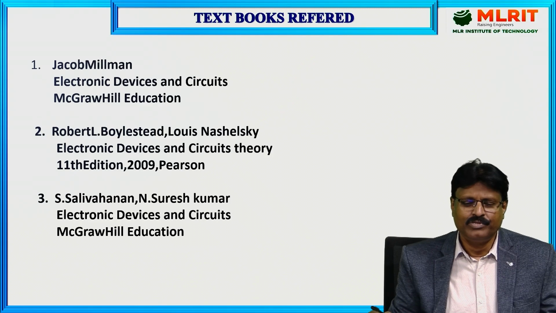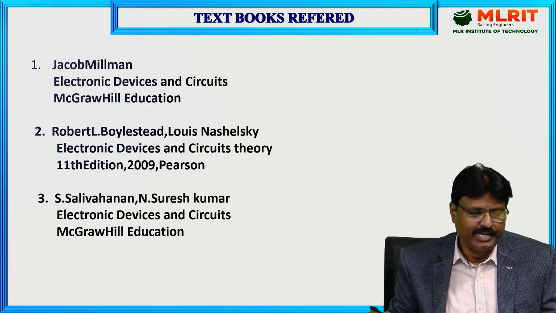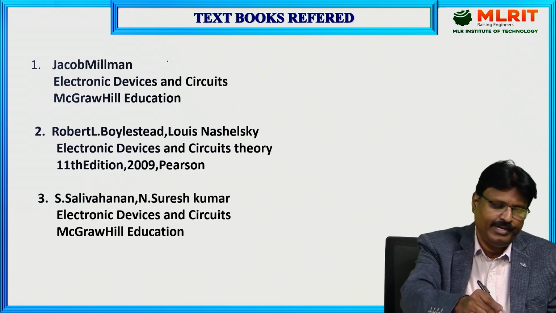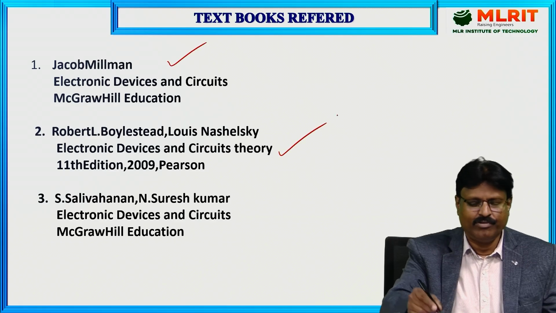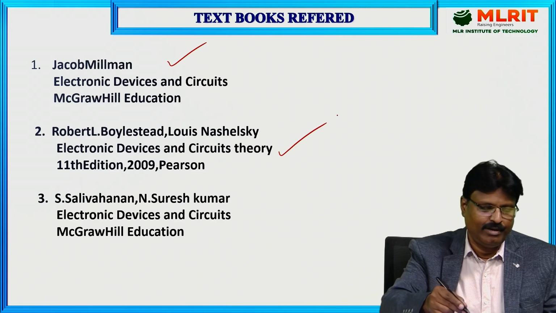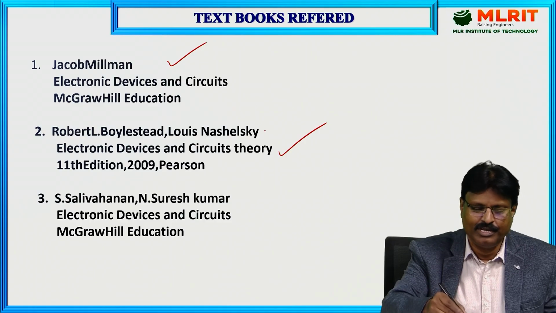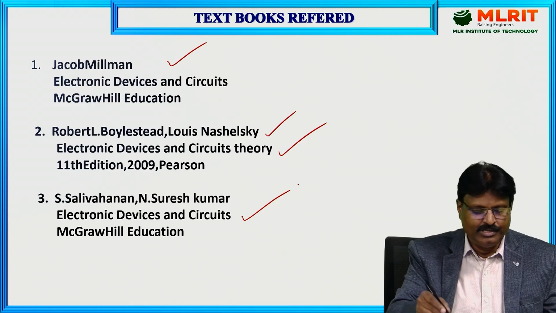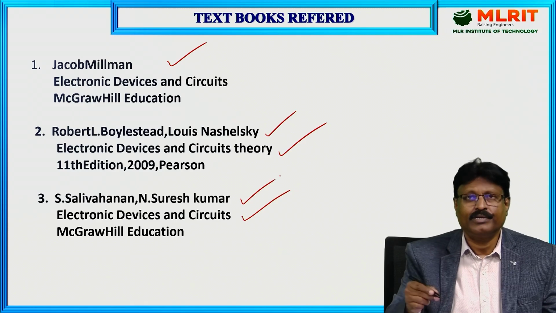And the textbooks referred, I kept three textbooks. One is Electron Devices and Circuits by Jacob Millman, the second one is Electronic Devices and Circuit Theory by Robert Boylestad and Louis Nashelsky, and the third one is Electron Devices and Circuits by Salivahanan and Suresh Kumar.